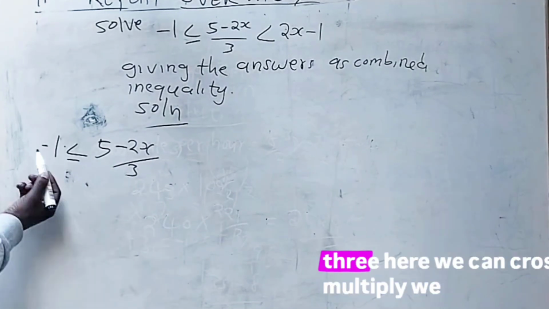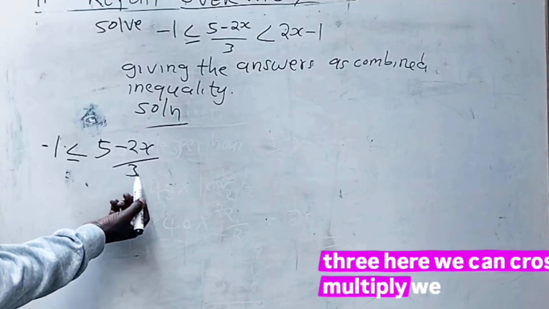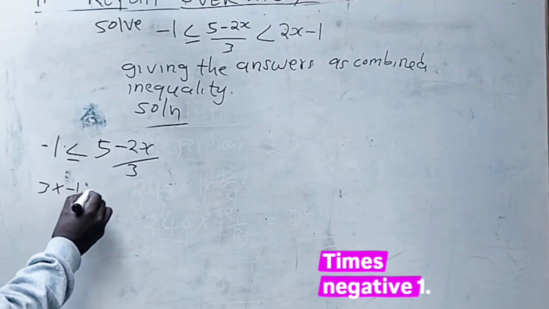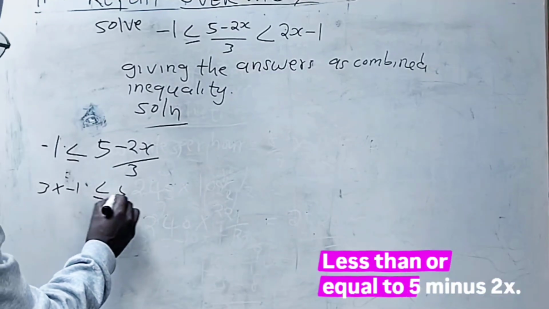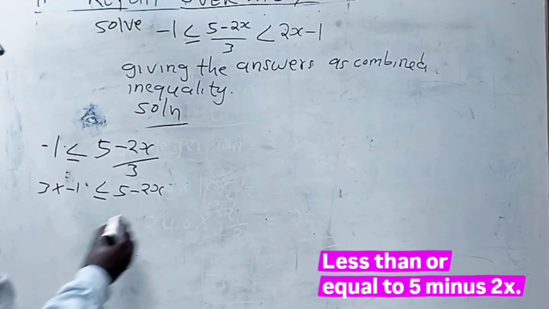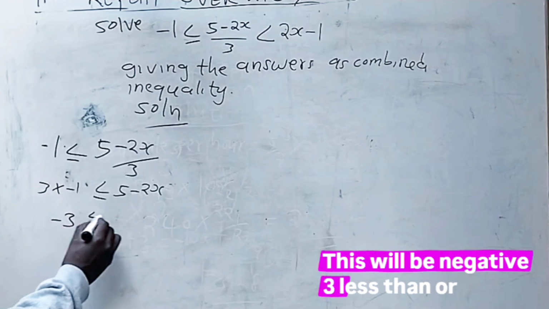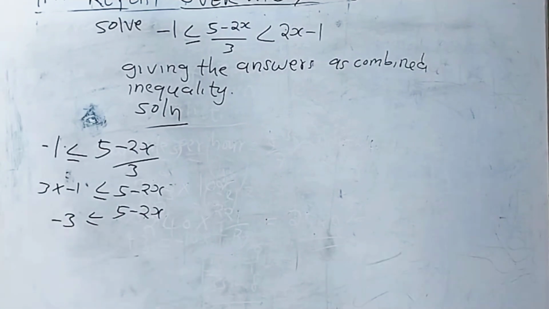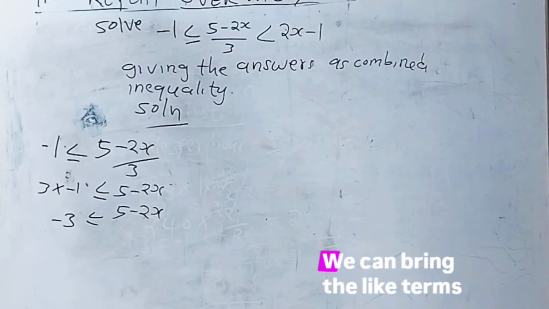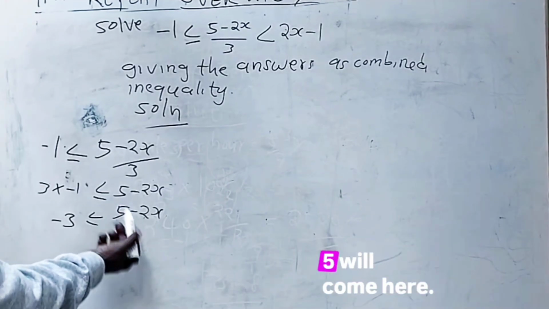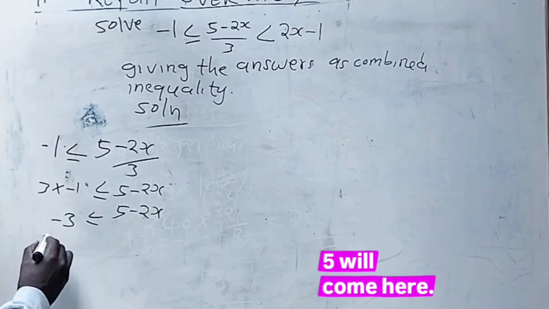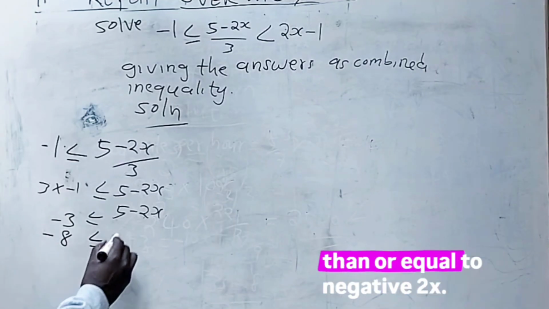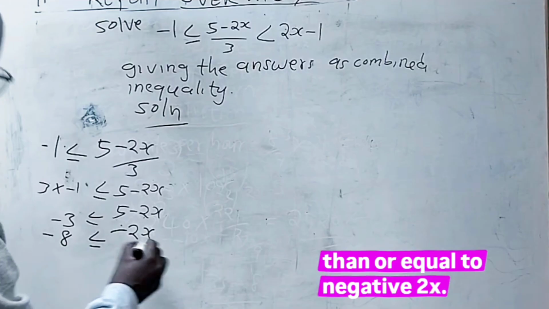We can bring this 3 here. We can cross multiply this way. 3 times -1 ≤ 5 - 2x. This will be -3 ≤ 5 - 2x. So what do we do next? We can bring the like terms together. 5 will come here. We have -8 ≤ -2x.